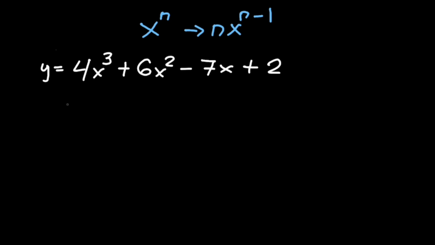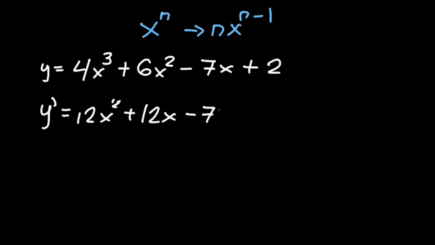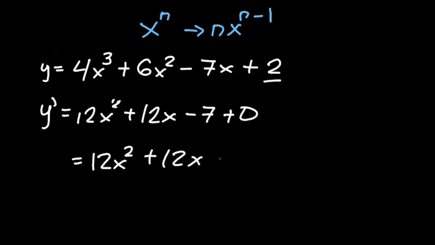Let's try this. Y equals 4x cubed plus 6x squared plus 7x plus 2. Y prime would be: 4x cubed is 12x squared, plus the derivative of 6x squared, which will be 12x, plus 7, and the derivative of any constant will be 0. So the final answer will be 12x squared plus 12x plus 7.